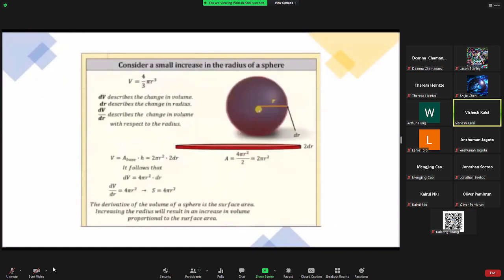Now if we go back to the first picture, we find that the volume of this right circular cylinder, which represents dV, is equal to 2 pi r squared dr, and therefore we can say that dV is equal to 4 pi r squared dr. If we take the dr term to the other side, the rate of change of volume with respect to radius is equal to 4 pi r squared, and we know that the rate of change of volume with respect to radius gives us the surface area, and thus the formula of 4 pi r squared for the surface area. Hence, the derivative of the volume of the sphere is the surface area. Increasing the radius will also result in increasing the volume proportional to the surface area.